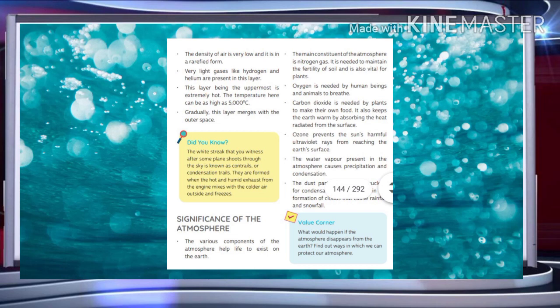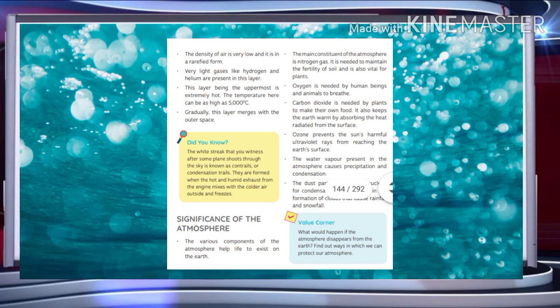Gradually, this layer merges with the outer space, and this is the layer where satellites settle down and present the things which we see live on television or by other media. Next is significance or importance of the atmosphere. Children, you know this sphere is very very important to us as the various components of the atmosphere help life to exist on earth. Main constituent of the atmosphere is nitrogen gas needed to maintain the fertility of soil.